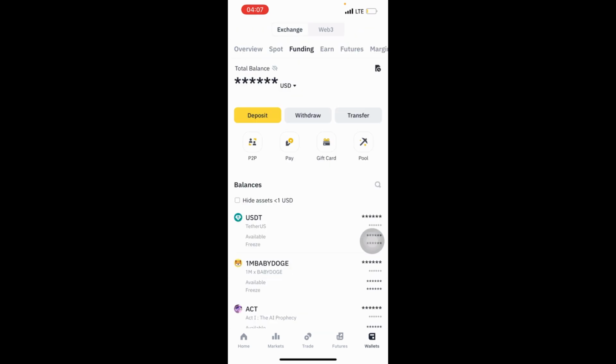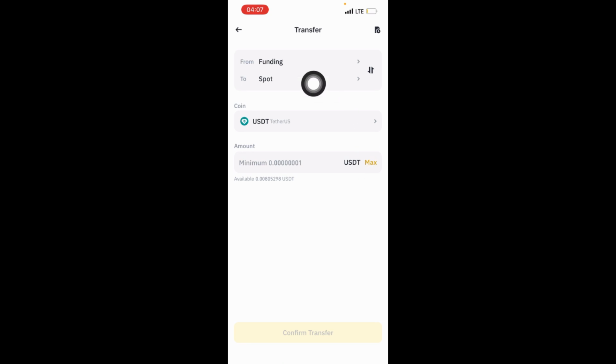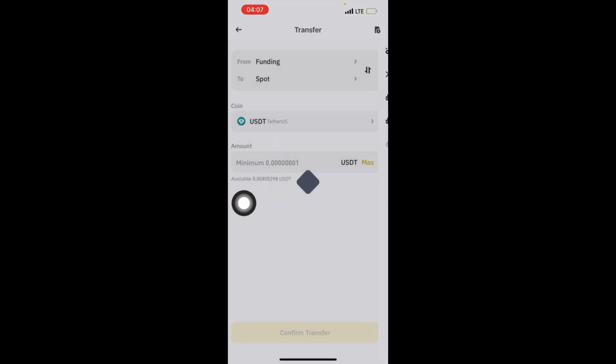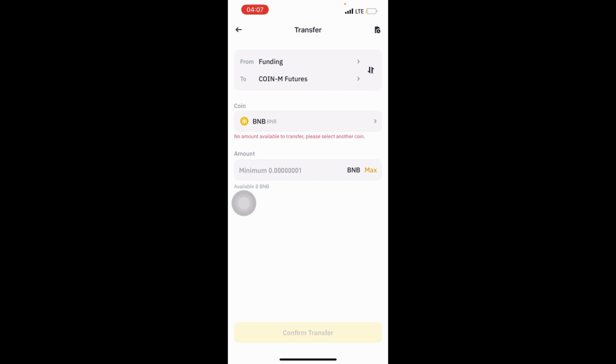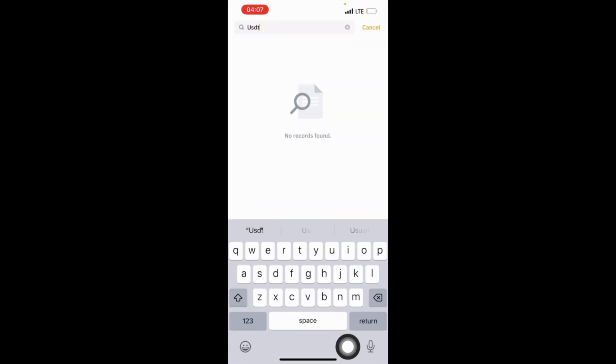After placing the order, the money will be in your funding wallet. If the money is in the funding wallet, you can't use it to trade unless it is in the futures wallet. So you go to transfer here and you transfer the money from the funding to your futures. You just click on 2 and you choose futures. You see, then you change it to USDT.